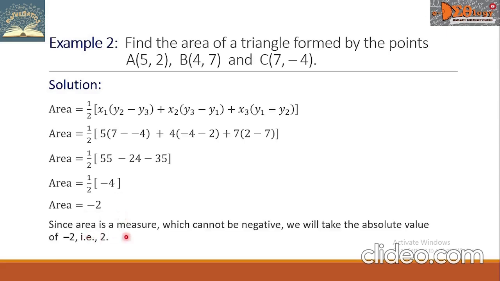Since area is a measure which cannot be negative, we will take the absolute value of negative 2, that is positive 2. Therefore, the area of the triangle equals 2 square units.